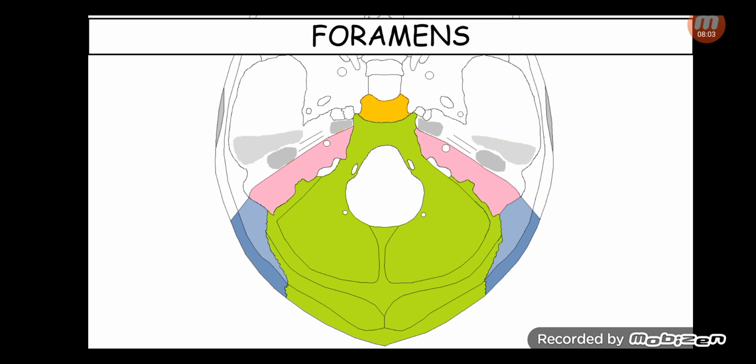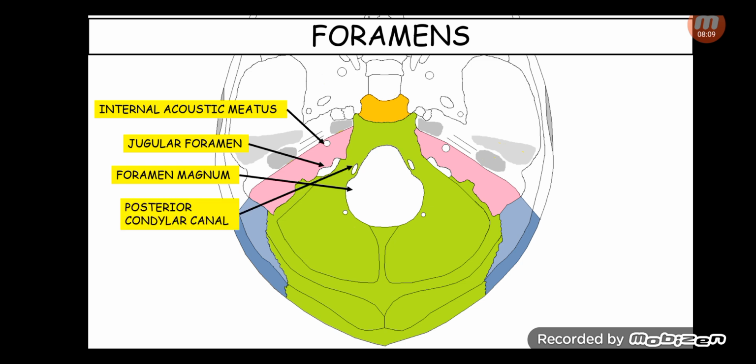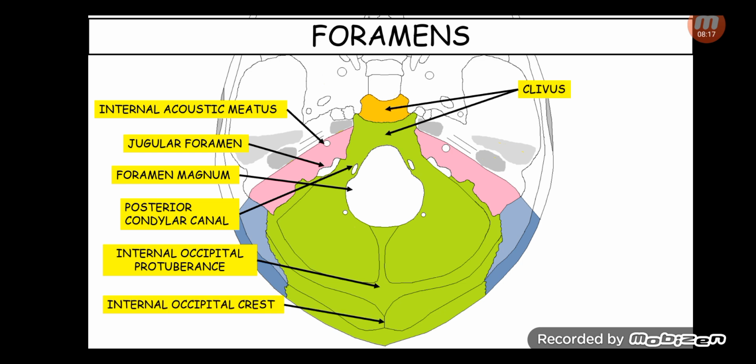Then we will talk about the foramens in posterior cranial fossa. These are internal acoustic meatus, jugular foramen, foramen magnum, posterior condylar canal, and then we have some of the features that are internal occipital protuberance, internal occipital crest, and we can appreciate clivus here.